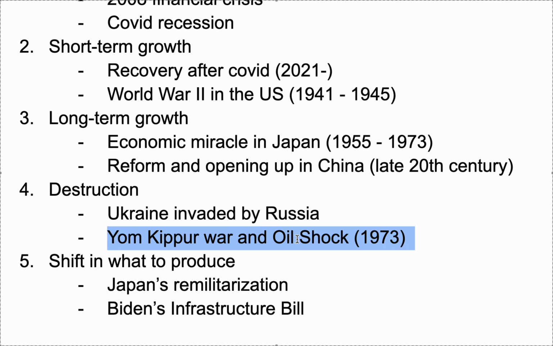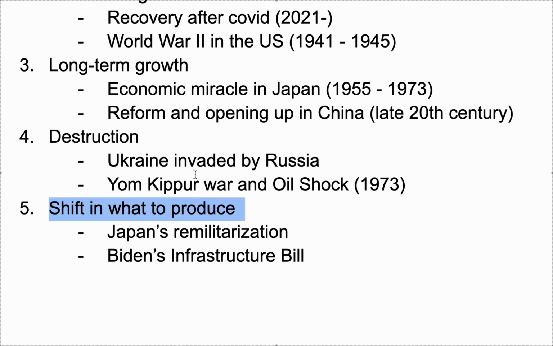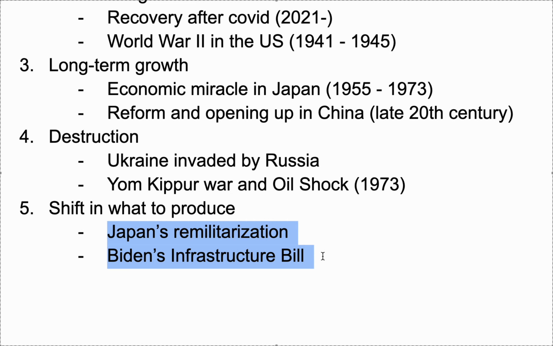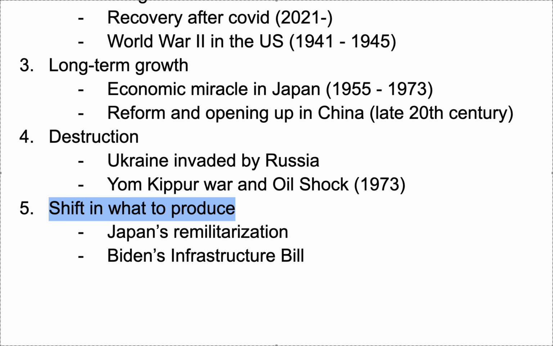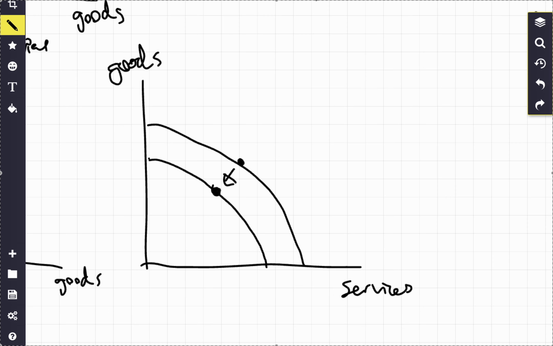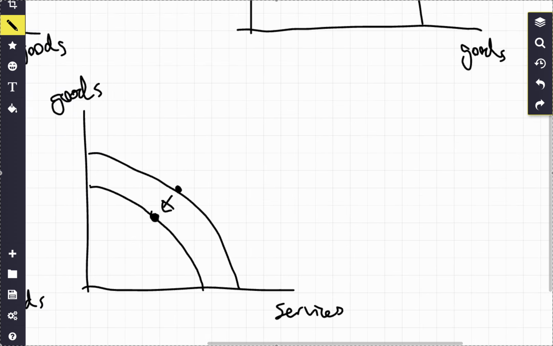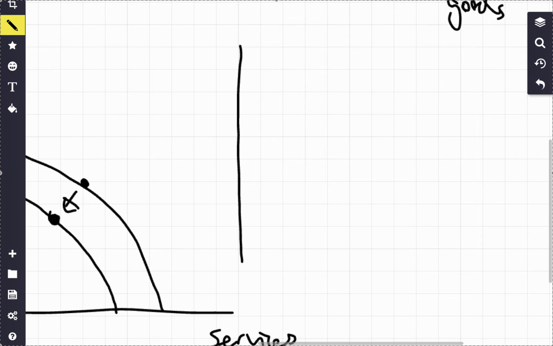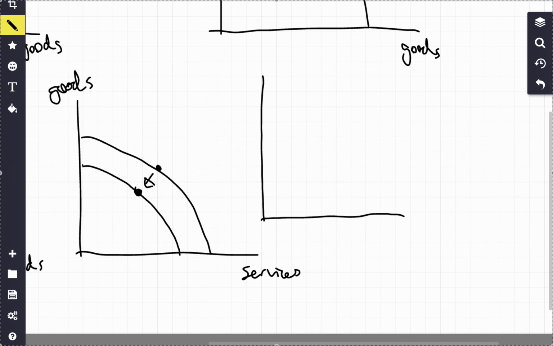Okay, finally, shift in what to produce, right? This is a very good example. I have a lot of very good examples here, and this is really important to understand. So it's not about shifting the PPF or shifting the point inward or outward. It is about decisions. It is about preference, I would say. Shifting from here to here. This is the shift in what to produce.